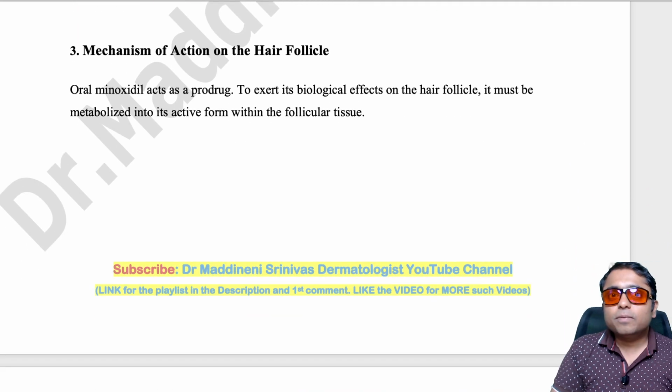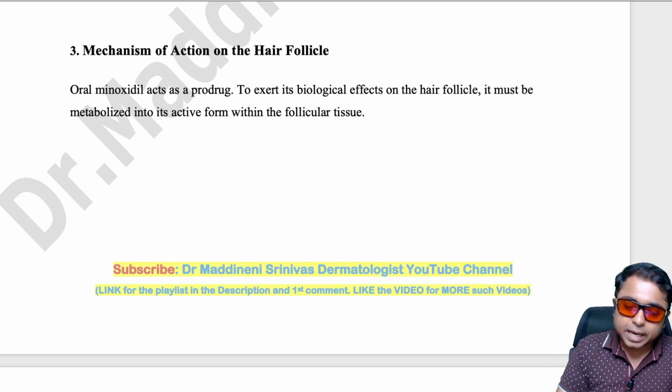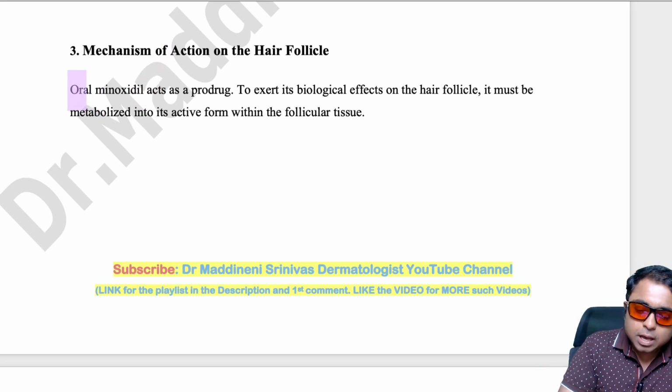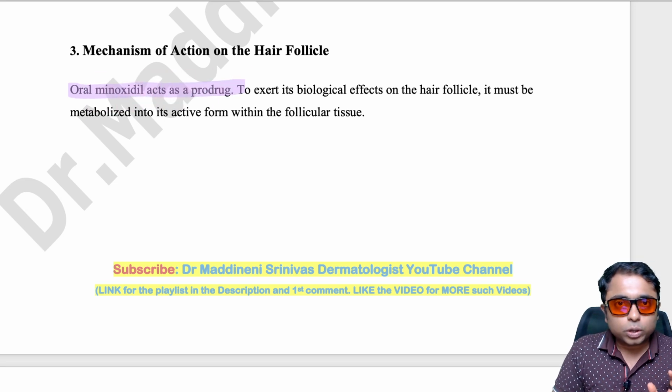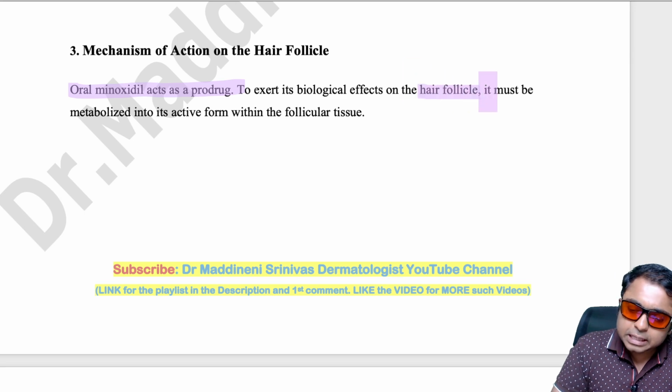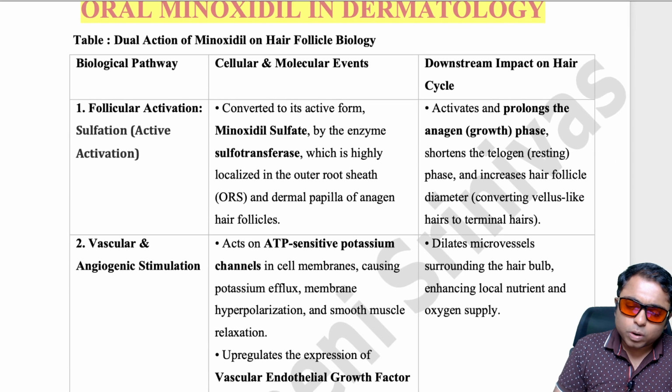What is the mechanism of action? What is this magic molecule actually producing in the hair follicle? This also you should be knowing. So oral minoxidil is a prodrug, and I have already told you that the active form is minoxidil sulfate. So the biological effects are all related to the effects near the hair follicle. So what are all those things?